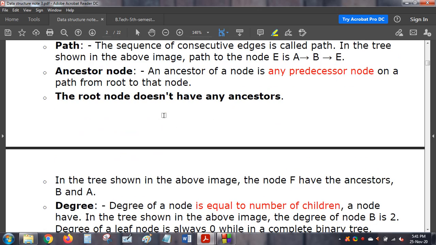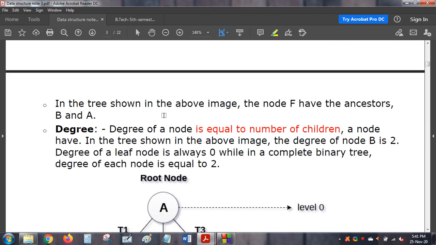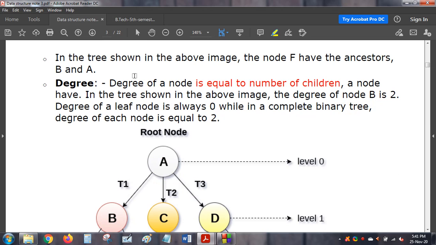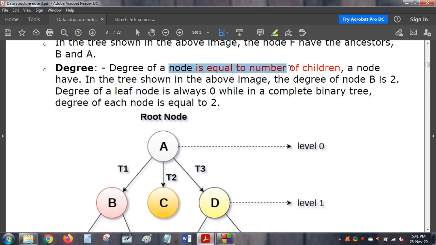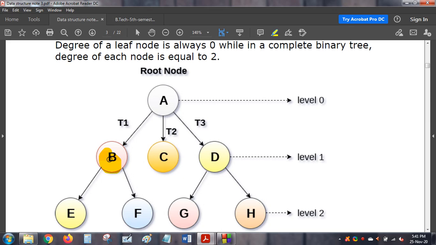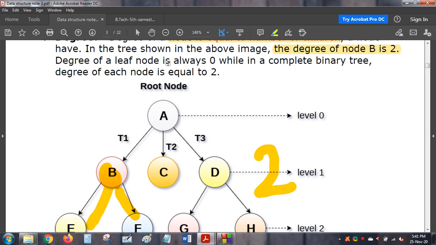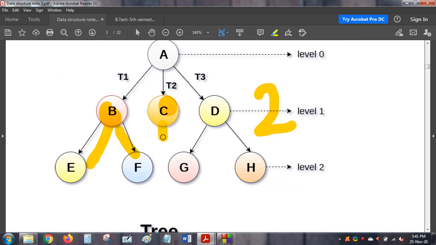In the tree shown, the degree of a node is equal to the number of children it has. What is the degree of node B? How many children does it have? It has 2 children, so the degree is 2. A leaf node will have degree 0. Why? Because a leaf node does not have any children. This is a leaf node, this is a leaf node, it does not have any children. So the degree is 0, and so on.